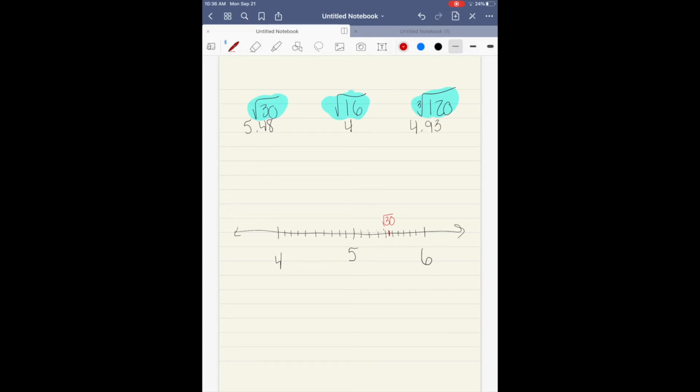The next one is 4, very, very easy. So square root of 16 is 4. It's going to go right above the 4 because it's a whole number. And then the last one, cube root of 120, is 4.93. So we're going to go all the way over to 4.9. So 4.1, 4.2, 4.3, 4.4, 4.5, 4.6, 4.7, 4.8, 4.9. And then 4.93 is a little after 4.9, but if you put it right on 4.9, I'm not going to make a fuss. So cube root of 120 is right there.